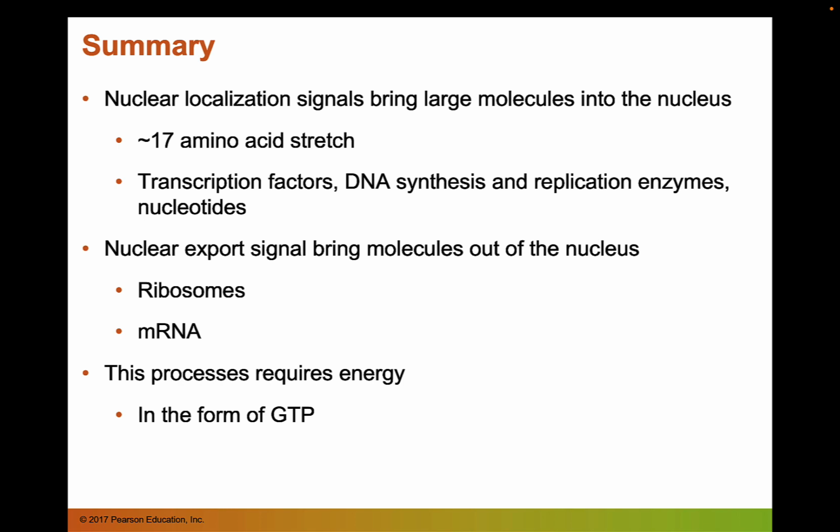Okay. So to summarize, nuclear localization signals act as zip codes to bring large molecules into the nucleus. These are stretches of 17 amino acids located within proteins. And proteins that need an NLS include transcription factors and enzymes that function in DNA synthesis and replication. We also need to bring in nucleotides, which are small molecules. Nuclear export brings molecules out of the nucleus, including ribosomes and things like mRNA. And this process, for the large proteins and molecules, requires energy in the form of GTP.